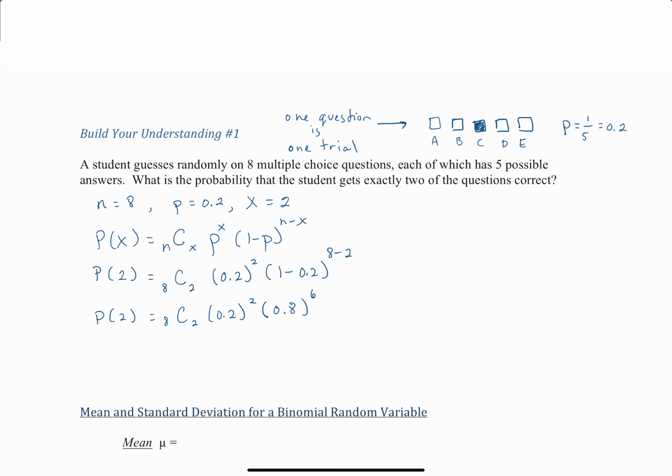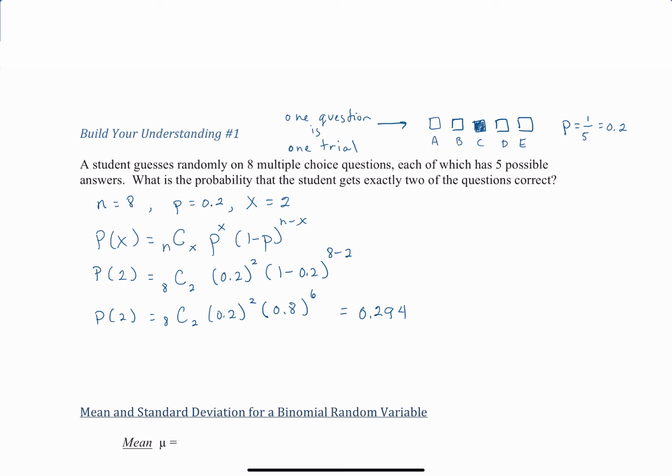And then entering that in your calculator, you should have gotten 0.2936. Let's round to 3 decimal places. So we'll write 0.294. In other words, 29.4%.